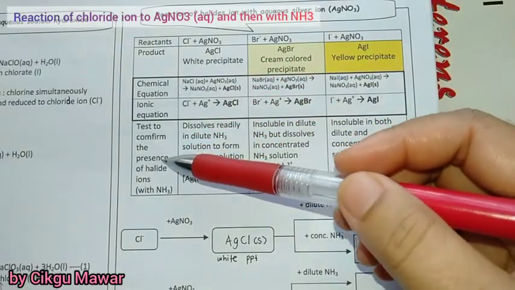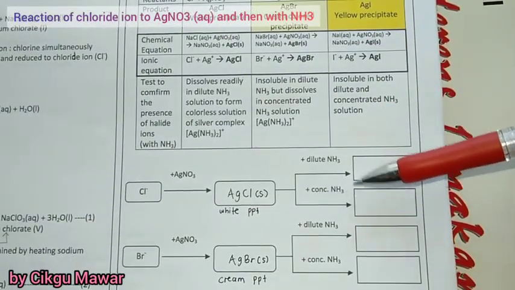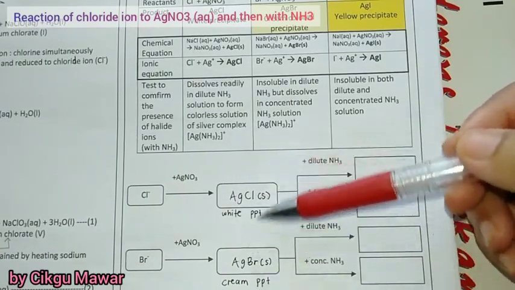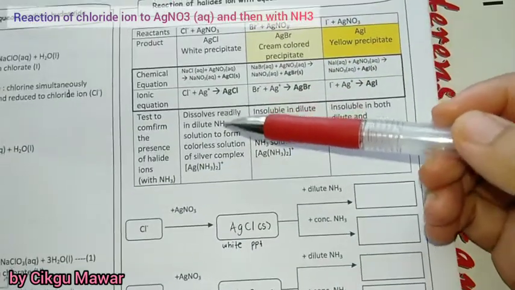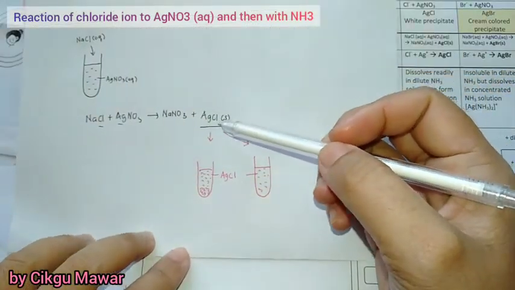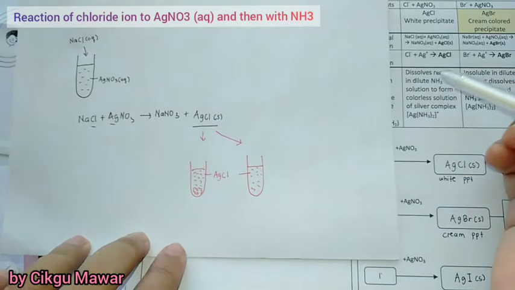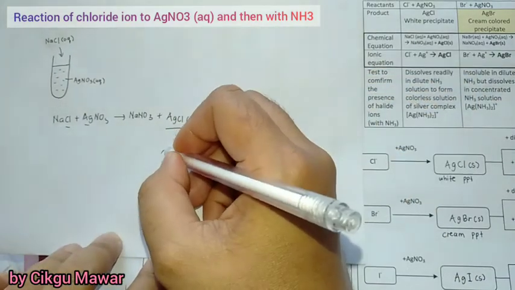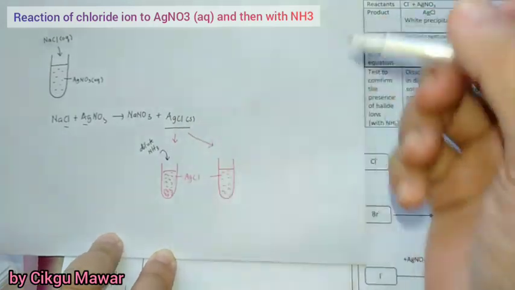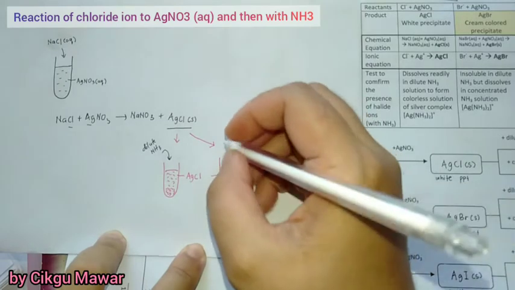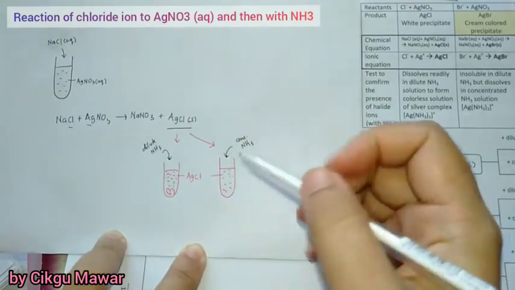For a further test to confirm the presence of halide ion, we will use dilute ammonia and concentrated ammonia on the precipitate formed. We will get different observations for the three halides involved. Let's say the product formed is the white precipitate of silver chloride. I divide the precipitate into two test tubes. Now I want to test it further using ammonia. The first one, I use dilute ammonia and drop it into the silver chloride precipitate. The second one, I drop concentrated ammonia into the silver chloride precipitate.